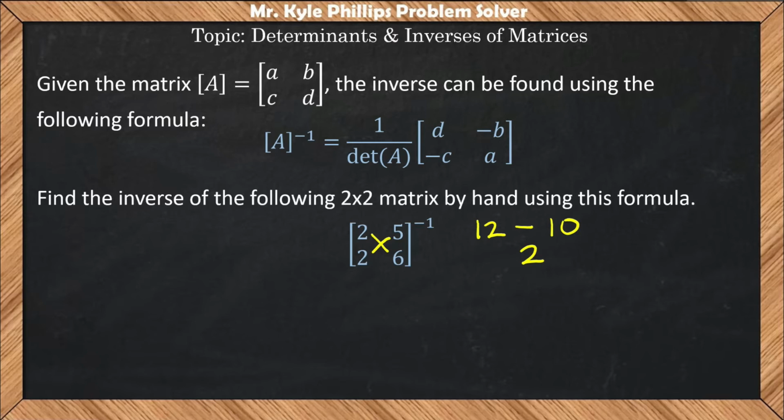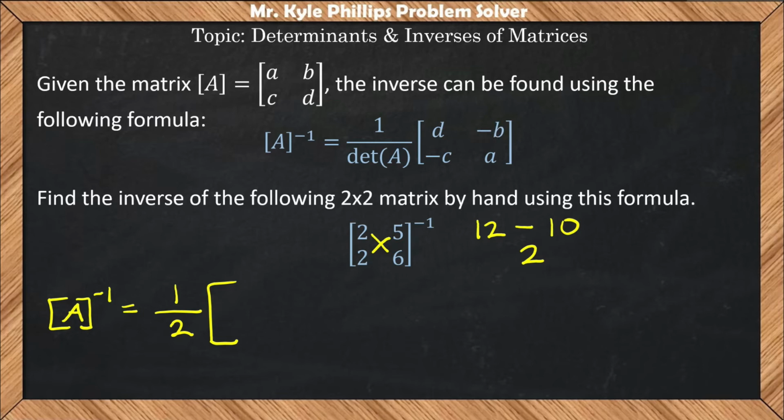So in order to find the inverse, it says 1 over the determinant. So let's write this out. We have, here is matrix A. We want the inverse. This is 1 over the determinant, so this is 1 over 2, times element D and then negative B.